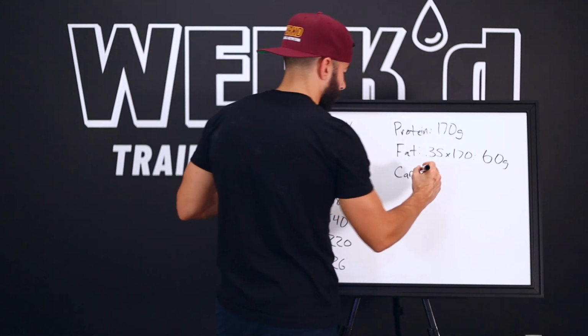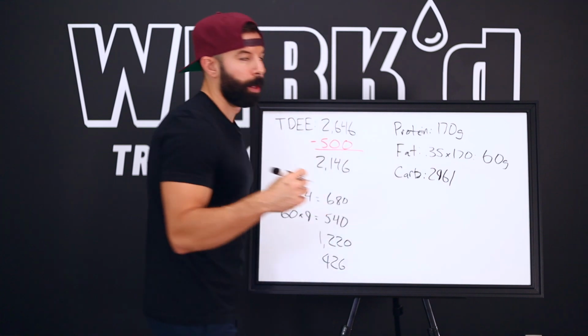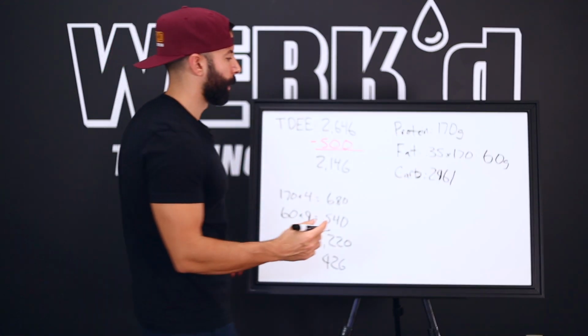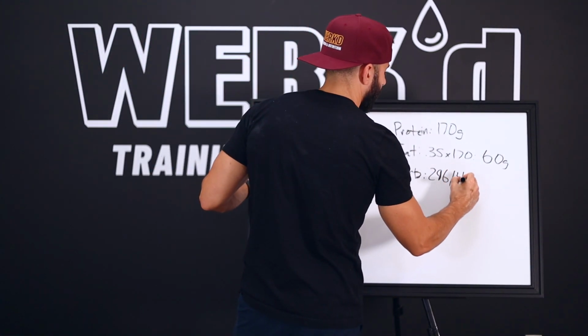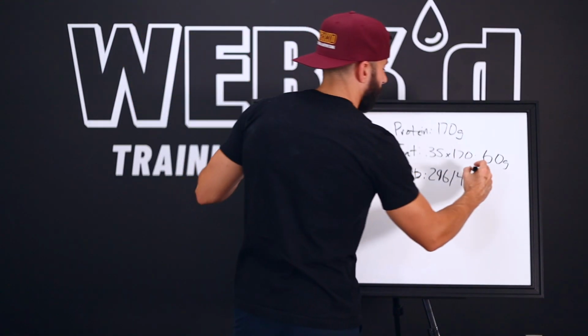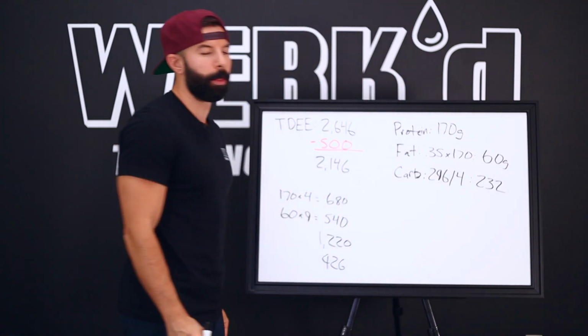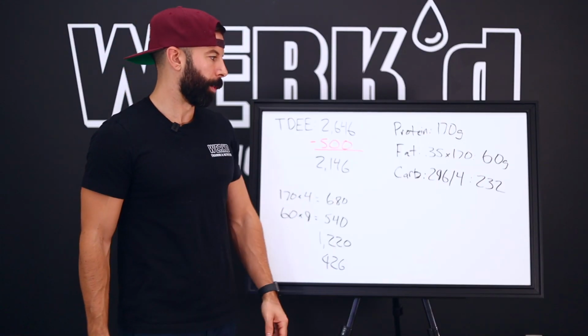So 926 calories divided by, we know that every gram of carbs is 4 calories. We do 926 divided by 4. We get 231.5 grams of carbs, and we will just round up to 232 grams of carbohydrates.